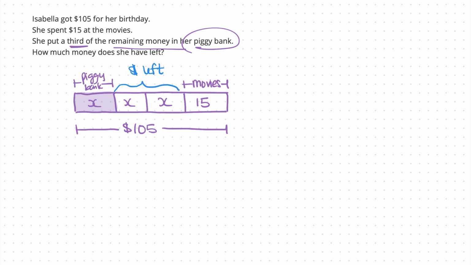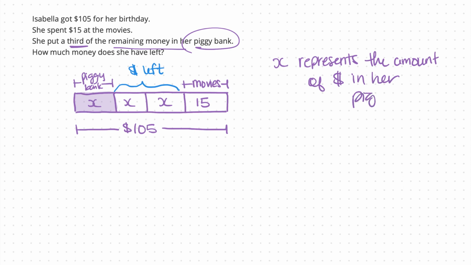So what do we have here? We have x to showcase that's something we don't know, and we can write down what x represents. If we look at our model, just one of the x's is representing the amount of money in her piggy bank. And then the question's asking how much money she has left. So then what's left here is 2 of these x's. So how are we going to figure that out?